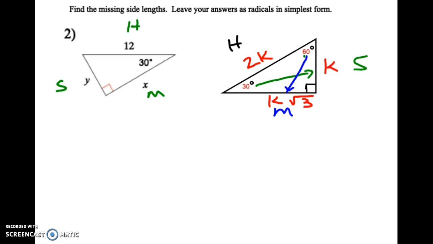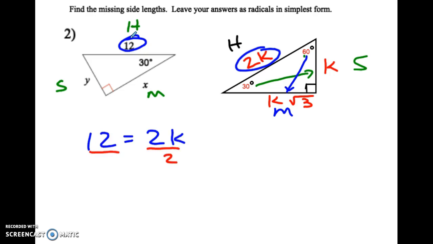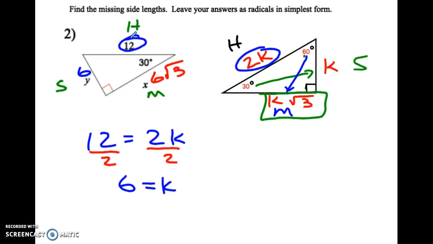So let's take a look at what we got. We got the hypotenuse. That is equal to 2 times the short side. So to find the length of the short side, we divide by 2. 12 divided by 2 will give us 6. In this case, y will be 6. Find the medium side, we're going to take the short side, and we're going to multiply by the square root of 3. So in this case, x will be 6 times the square root of 3. Let's clean that up a little bit.